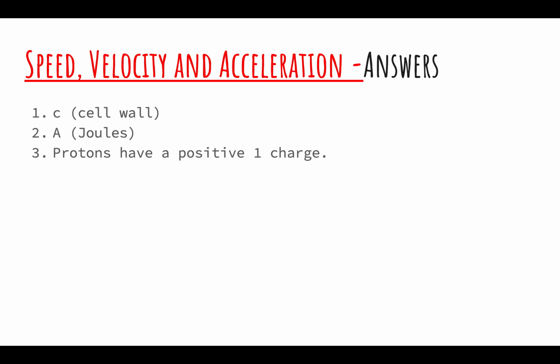Okay, so here's our answer. Cell walls are not found in animal cells. Joules is the name of a unit for energy. I always like to make up that it's named after the Frenchman Henri Joule, but that's a lie. And protons have a positive 1 charge. If you got all of them right, lovely. All right, so moving on.